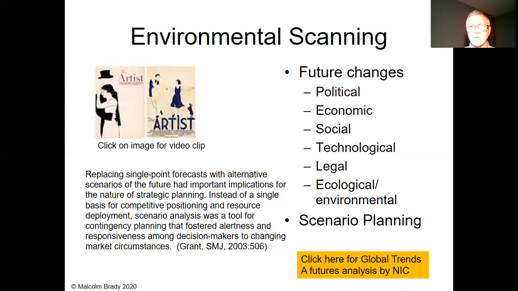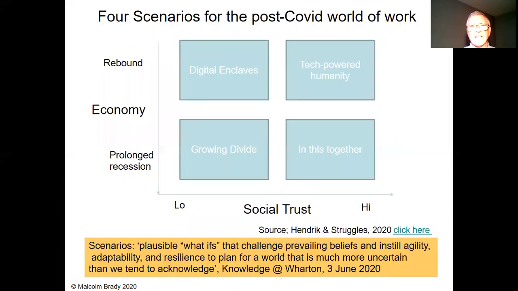And as I say, it comes out every 4 years. So presumably, once the November election takes place, we'll have a new one out fairly shortly. This one is obviously about 4 years old at this stage. And then the final slide here is a recent article in Knowledge at Wharton, where Hendrickson Struggles look at potential scenarios for responses to the COVID-19 pandemic.